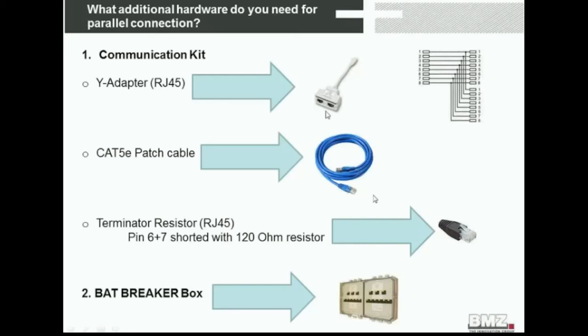You need these 3 additional hardware components: Y adapter, patch cable, and terminator resistor for the bus, for the communication. We talk about internal communication of the batteries. You have to connect them in parallel, and you have to make sure that they can speak to each other. To bring the power of those parallel connected batteries to the inverter, you need a second hardware.